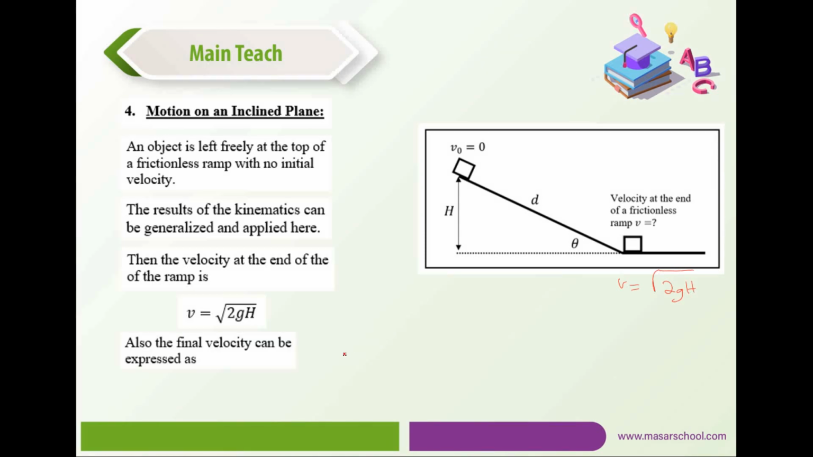Also, the final velocity can be expressed as follows. If you work out the trigonometry, sine of theta would be the opposite, which is h, over the hypotenuse, which is d. This is 90 degrees. Then h can be expressed as d sine theta. Then we can express the final velocity of the object in terms of d sine theta, where d represents the distance covered by the object along the ramp.